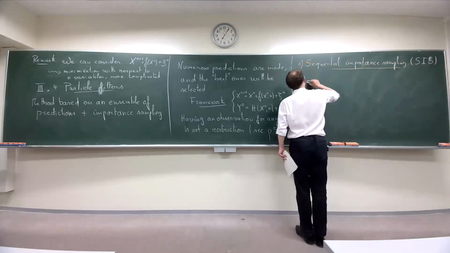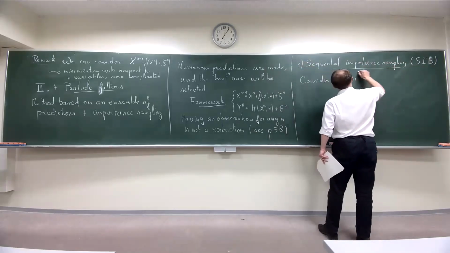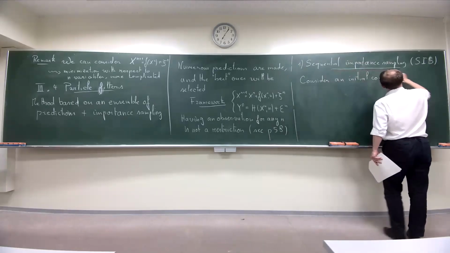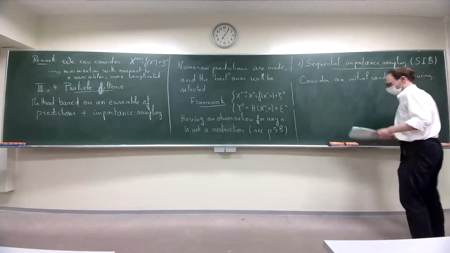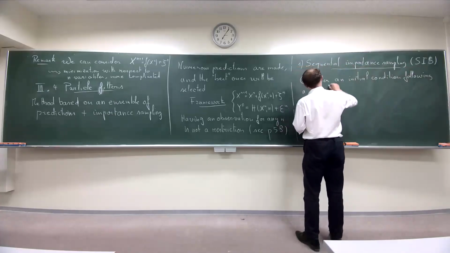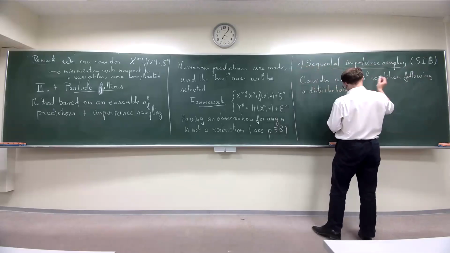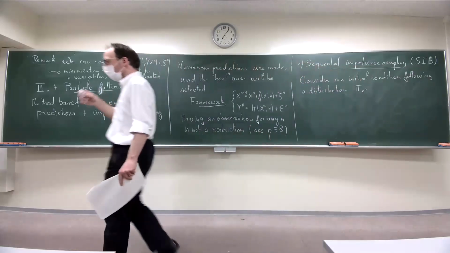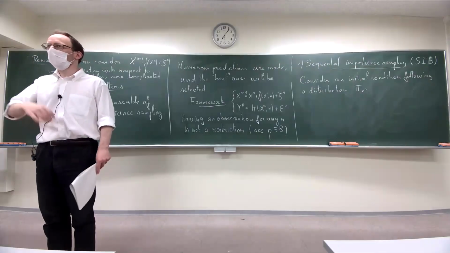So consider an initial condition following a distribution. This is your initial guess. You have a system. You don't know the initial condition, but you suppose that it follows a certain distribution.